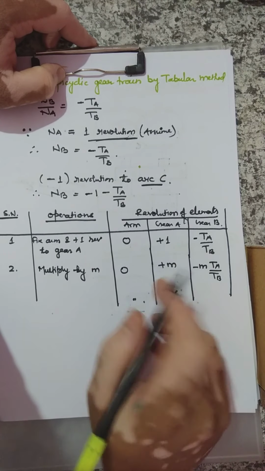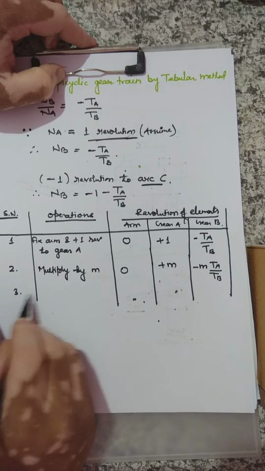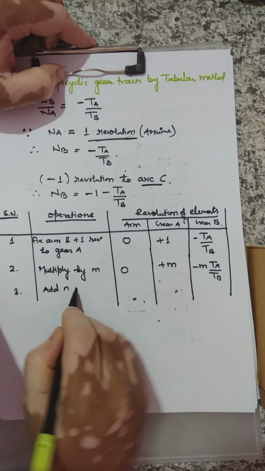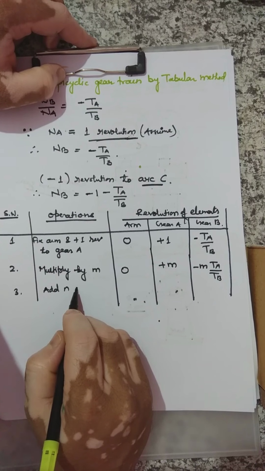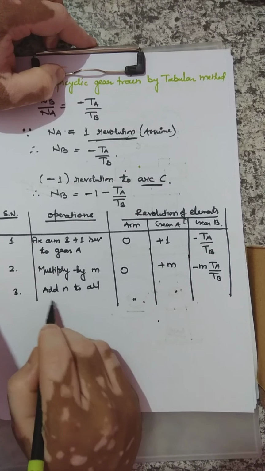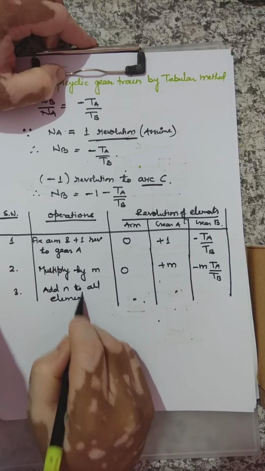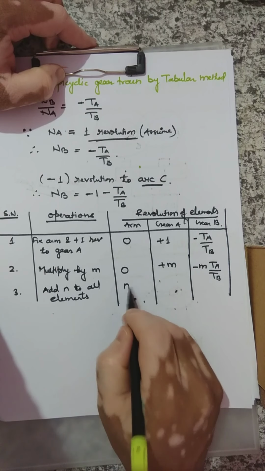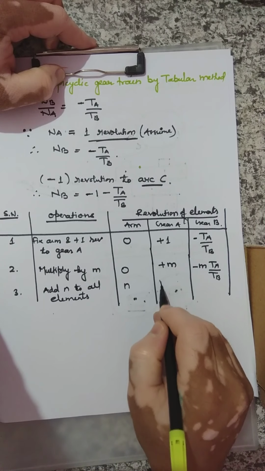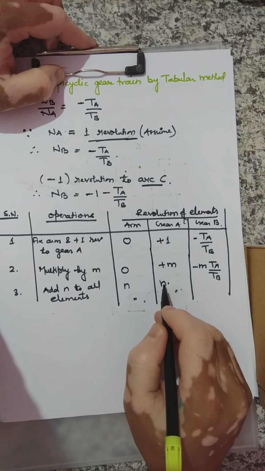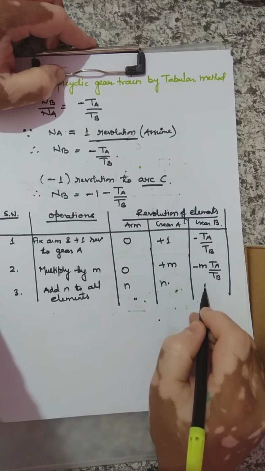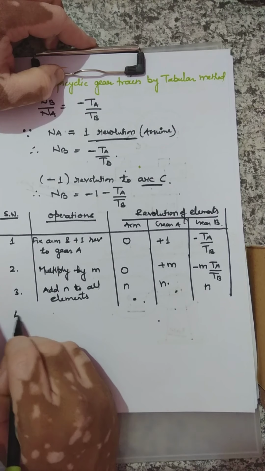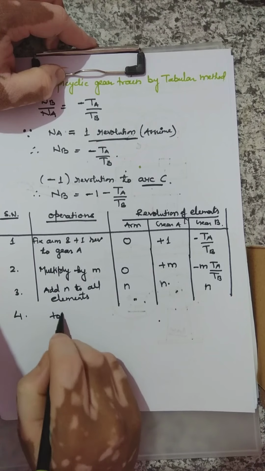Now in the third step we will add N to all elements. Then 0 plus N, and M plus N for gear A, and this is N. We add N to all the elements, then in the fourth step, that is the total motion.